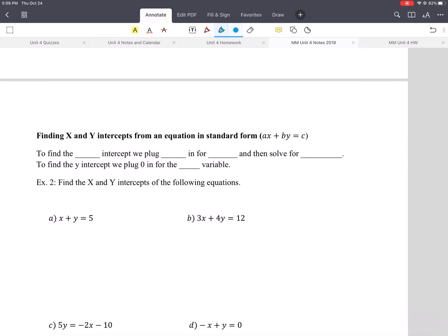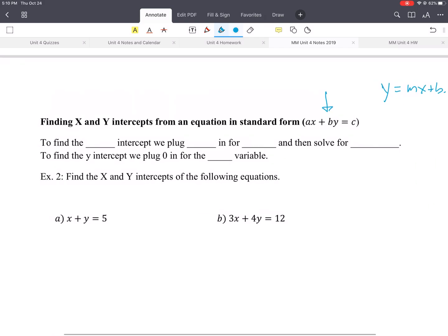Finding x- and y-intercepts from an equation in standard form. Standard form looks like this: ax plus by equals c. You probably see linear equations more often in slope-intercept form, which is y equals mx plus b. They both have pros and cons, and we'll learn more about that and how to switch between those. To find the x-intercept, we plug 0 in for y, and then we solve for x. To find the y-intercept, we plug 0 in for x and solve for y.